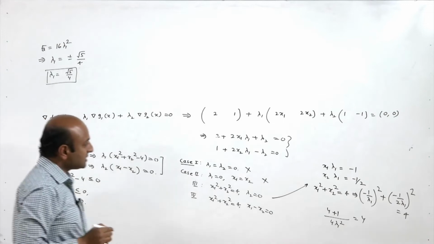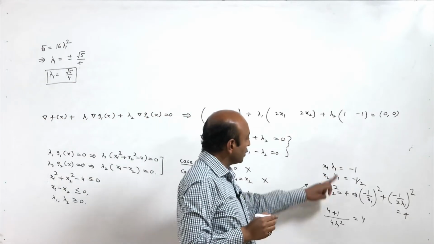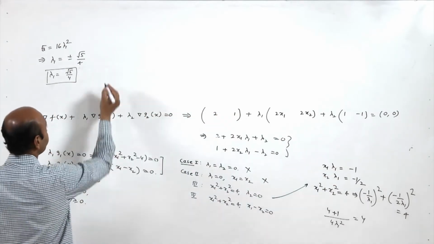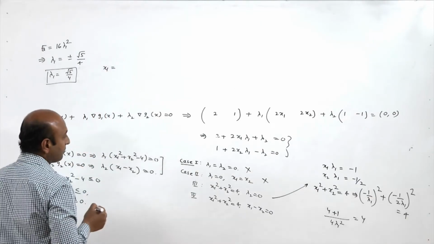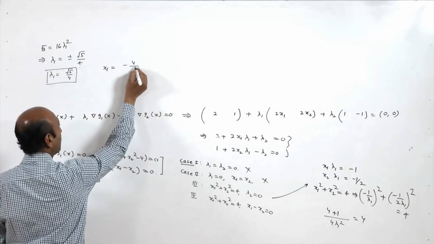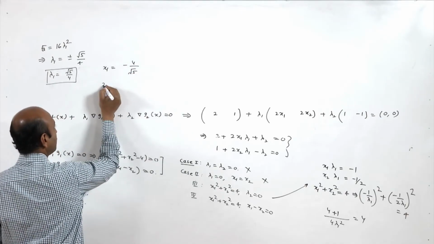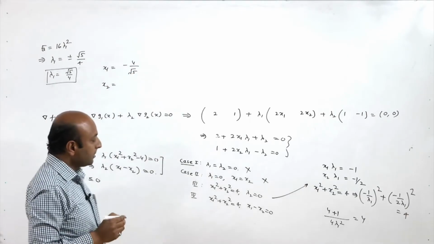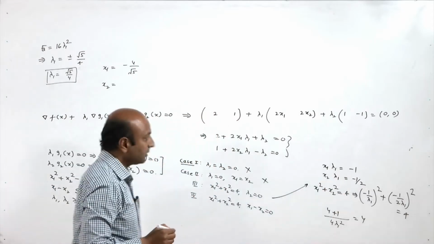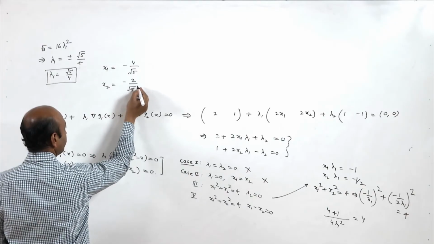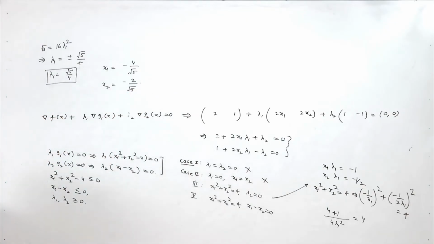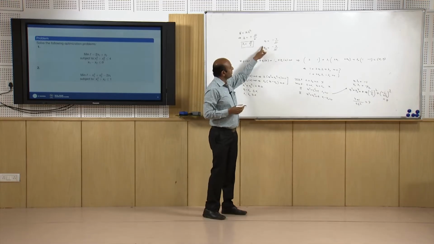Now, if lambda 1 is root 5 by 4, so what will be x 1? X 1 will be nothing but minus 1 by lambda 1, that is minus 4 by root 5, and x 2 will be nothing but minus 1 by 2 lambda 1, that is minus 2 upon root 5. So, these are the x1 x2 we obtain from here.